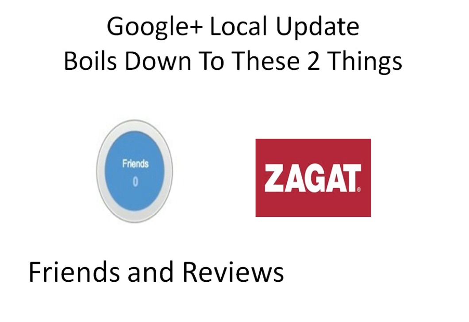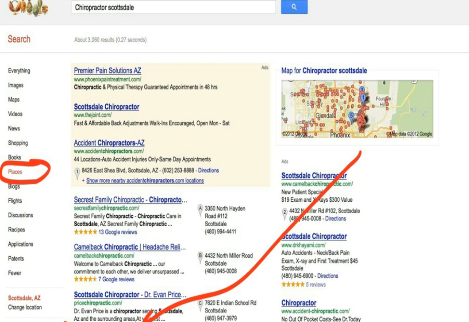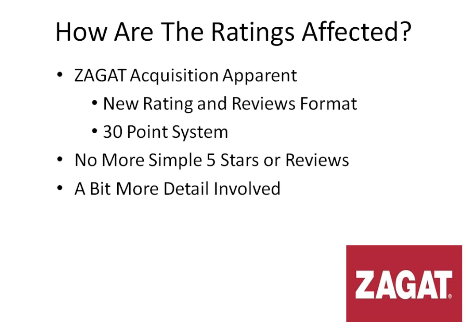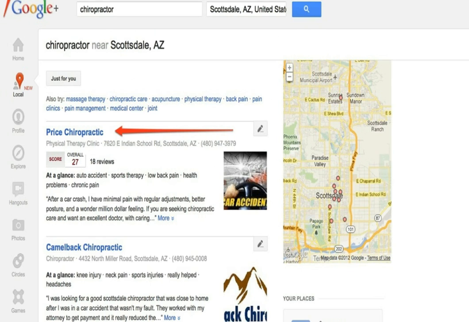Things have changed. If you set up Google Places, you need to go back and review that and figure out ways to optimize it for Google Plus Local. It boils down to two things: friends and reviews. What we're seeing here, Google Places used to show that 5-star review down there at the bottom. That's gone. Now, how are the ratings affected? New 30-point system, no more simple 5 stars. That's what we just mentioned.